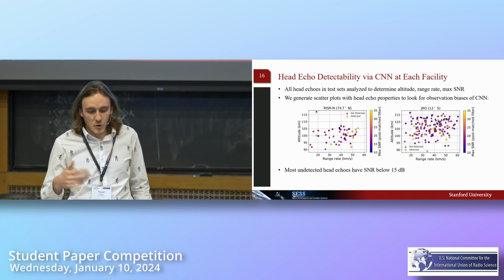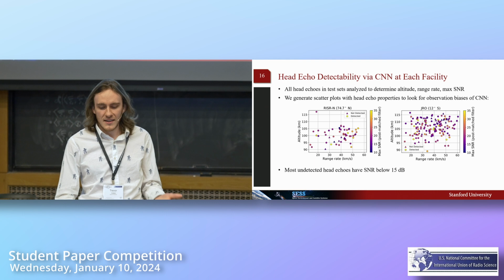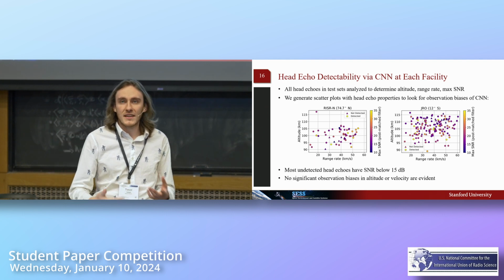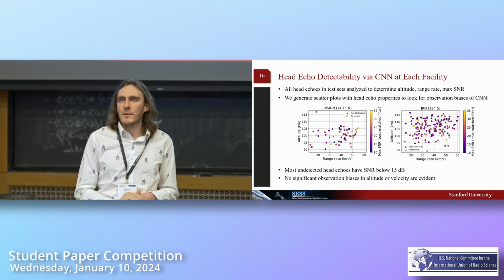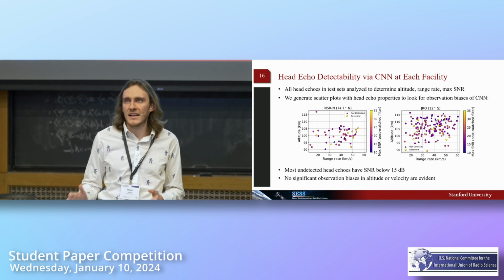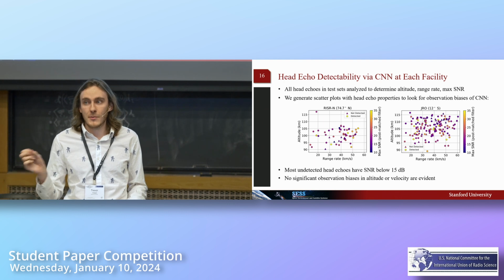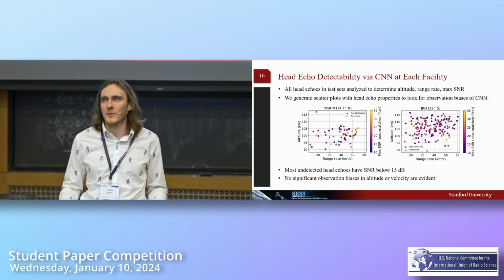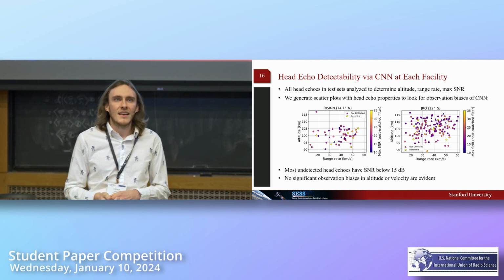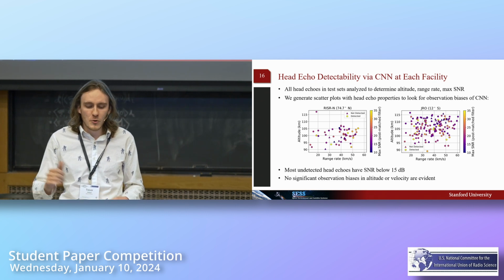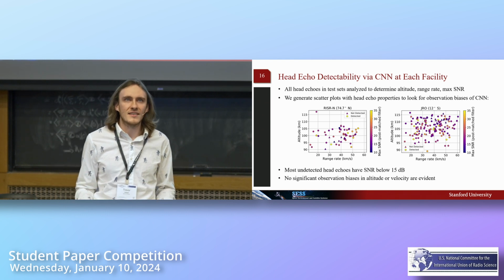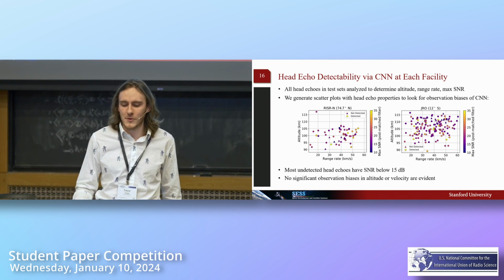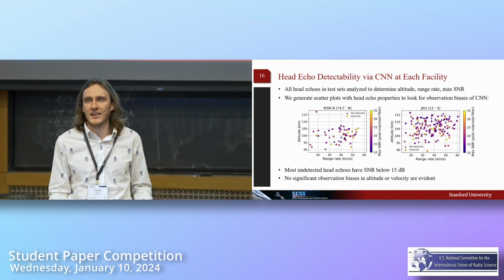And most of the head echoes that are above 15 dB are being detected, and there's no other significant observation biases in, say, altitude or range rate. And so our method is not adding any biases beyond the observation biases of the radars themselves, because radars are complicated. They might observe, for example, fewer low altitude and low range rate meteors, but it's good that our method is not then another factor we have to account for if we're trying to do some sort of a population analysis at our facility.